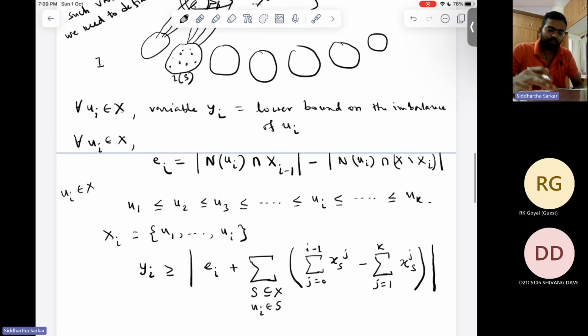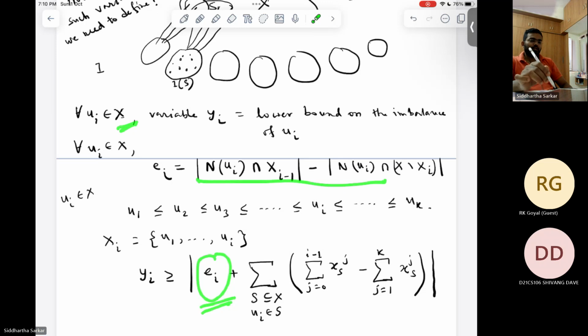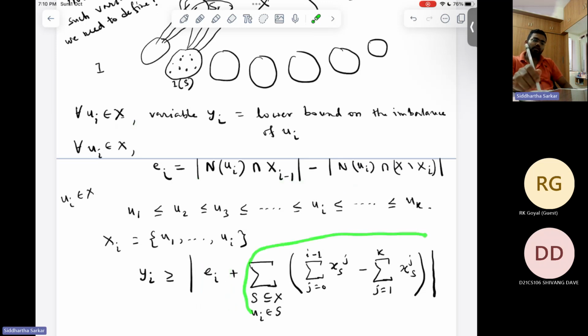Okay. So what I was saying is the following. yi is the lower bound on the imbalance of a vertex ui in the vertex cover, and yi consists of two terms. One term is the imbalance which is contributed by the vertices in the vertex cover itself, which we have seen is this. But how about the imbalance which is contributed by the vertices which are in I?